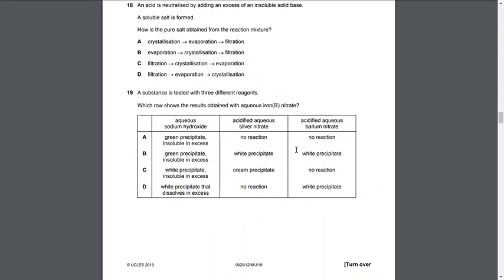Coming to MCQ number 19, a substance is tested with 3 different reagents. Which row shows the result obtained with the aqueous iron 2 nitrate? This is a bit of an ATP type question, but we'll go through it. Aqueous sodium hydroxide forms green precipitate. We're talking about iron 2 nitrate over here. So first of all, we're going to see the cation, that is iron 2, and nitrate, the anion.